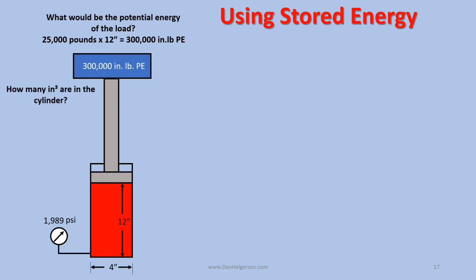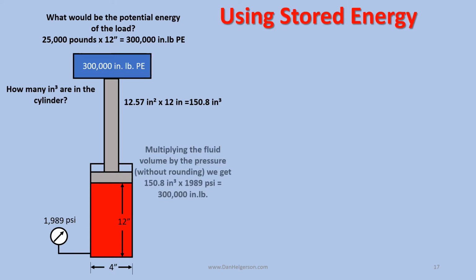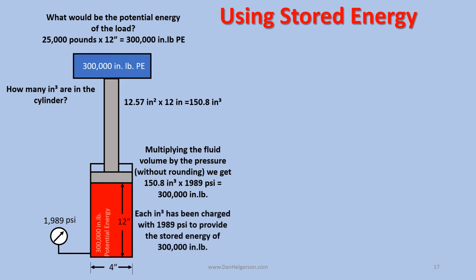How many cubic inches are in the cylinder? Well, multiplying the area times the stroke, we wind up with 150.8 cubic inches. Now, when we multiply the fluid volume by the pressure without doing any rounding, we get 150.8 cubic inches times 1,989 psi equals 300,000 inch-pounds. Each cubic inch has been charged with 1,989 psi to provide the stored energy of 300,000 inch-pounds.